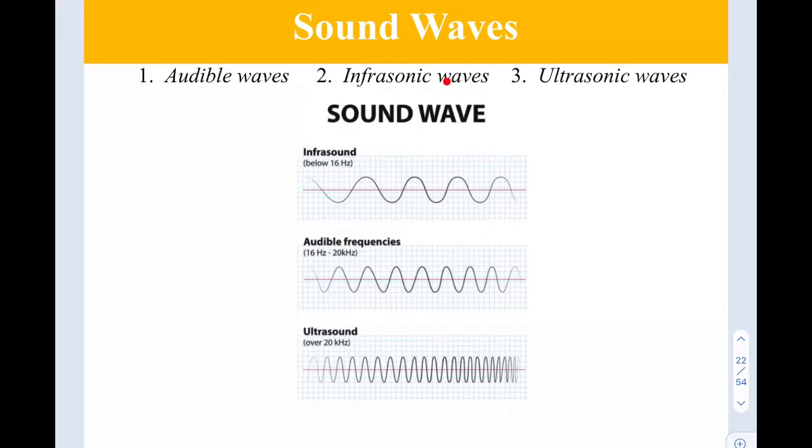Infrasonic wave is below 16 hertz. Certain animals can communicate within this infrasound level. And then the third one is ultrasonic wave, which is over 20 kilohertz, much bigger compared to our level. Certain animals can also hear or communicate within this range.